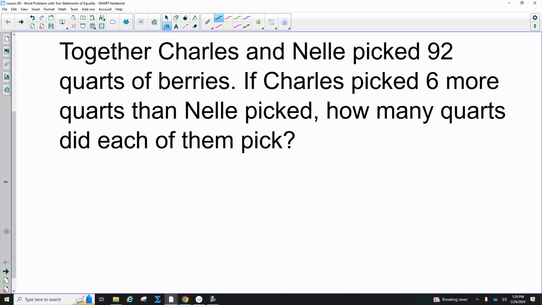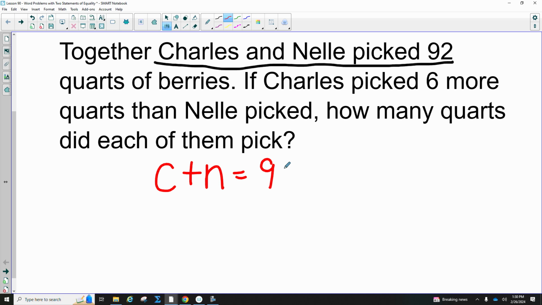So I know you guys can write this equation here. Charles and Nell picked 92 quarts of berries. Raise your hand if you can write that equation. Jeremiah? No? Okay. David? Yep, C plus N equals 92.